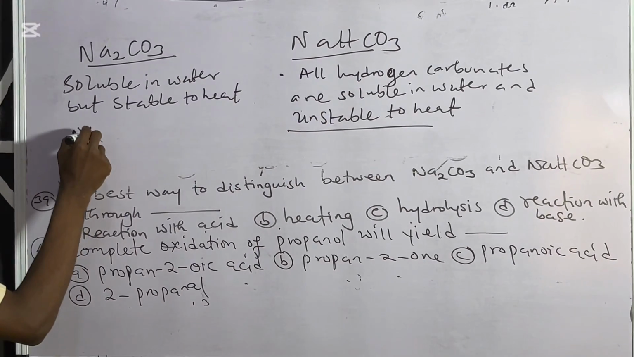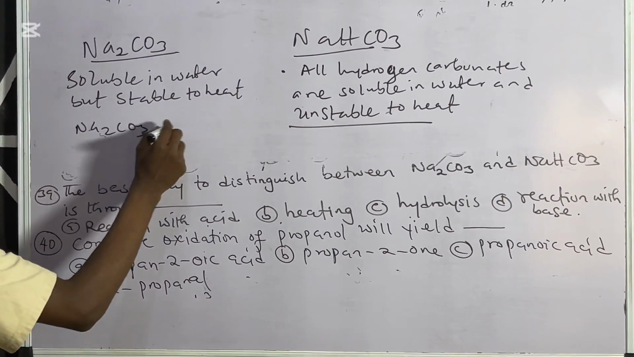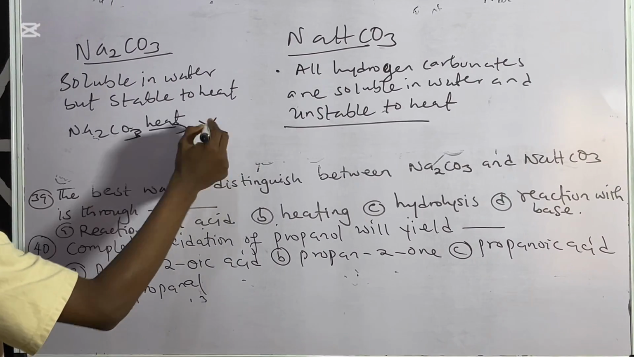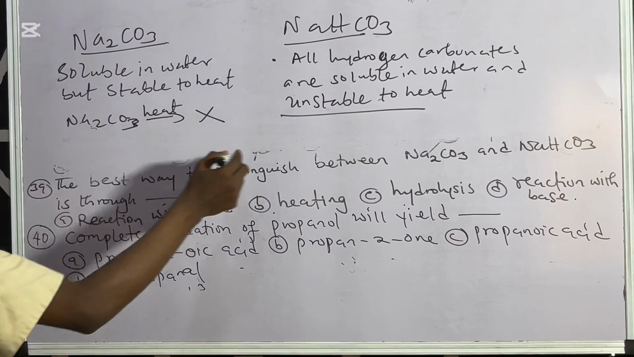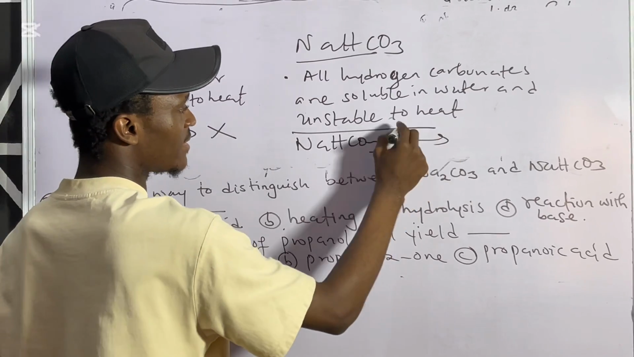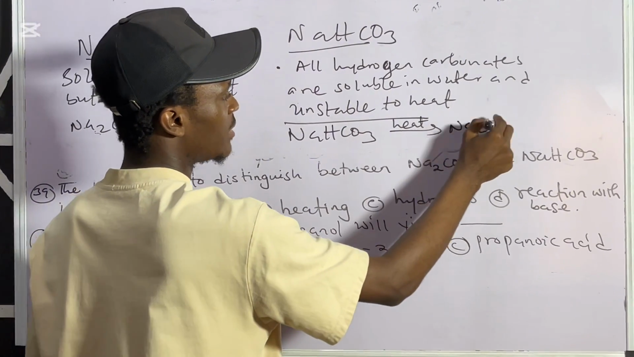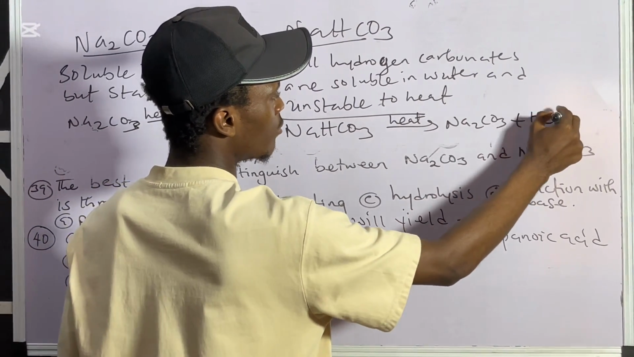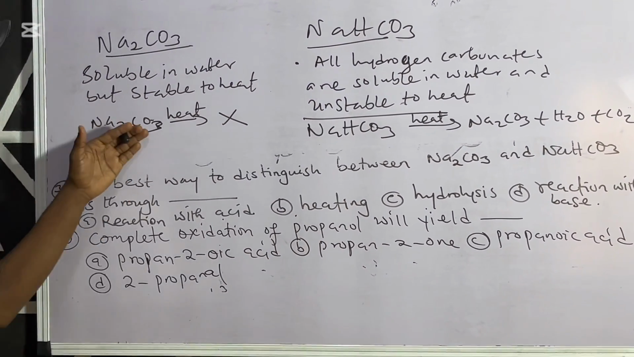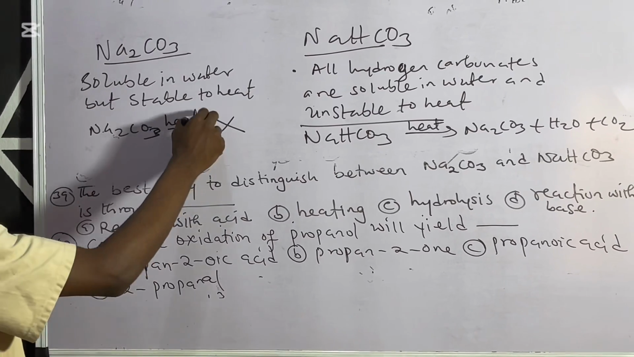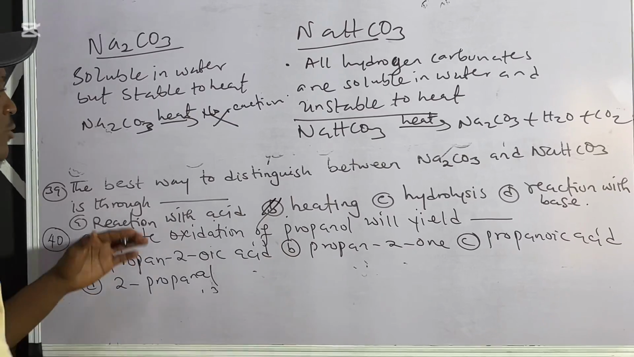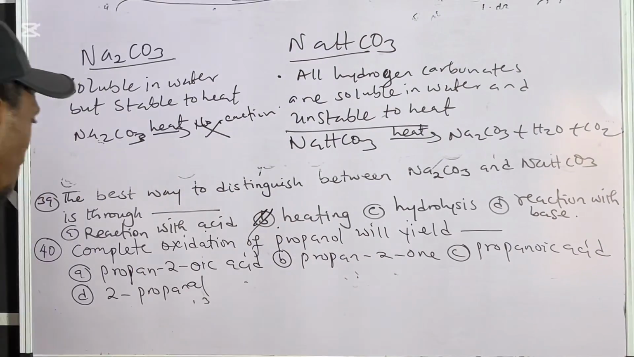How? When you heat this guy, this Na2CO3, apply heat on this guy. Now, no reaction will take place. But if you apply heat on this guy, NaHCO3, you are going to obtain Na2CO3 plus H2O plus CO2. So it means this can decompose when heat is applied, but this one remains unchanged, meaning that there will be no reaction. So you can use heating to distinguish this from this. All right. So that's it.